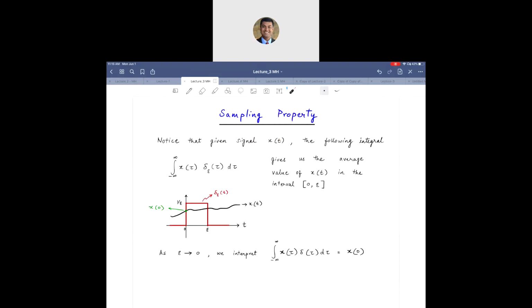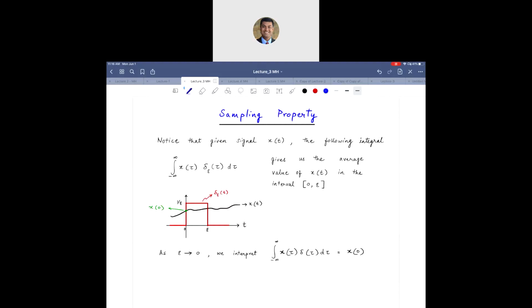Now notice that the given signal x of t is sketched up in black over here. That's our continuous time signal x of t. We are multiplying the signal x of t with the delta sub epsilon function that we have defined, which is essentially this function in red. It is on for time 0 to epsilon, and it has the height of 1 over epsilon. So if we take this x of t and you multiply it with delta sub epsilon of tau d tau, and you integrate from negative infinity to infinity, that means you're integrating for all the time. What do you get? That essentially gives us the average of x of t in the interval 0 comma epsilon.